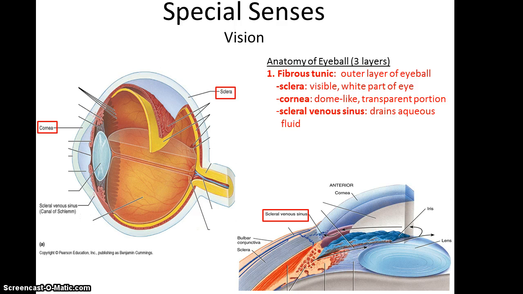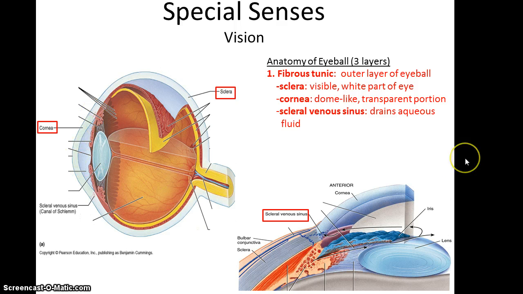So now let's look at the eyeball itself. Well, it turns out the eyeball is consisted of 3 layers. The outermost layer is referred to as the fibrous tunic. The outermost layer of the eyeball includes the sclera, that's the white of the eye, the white portion of the eyeball, as well as the cornea.